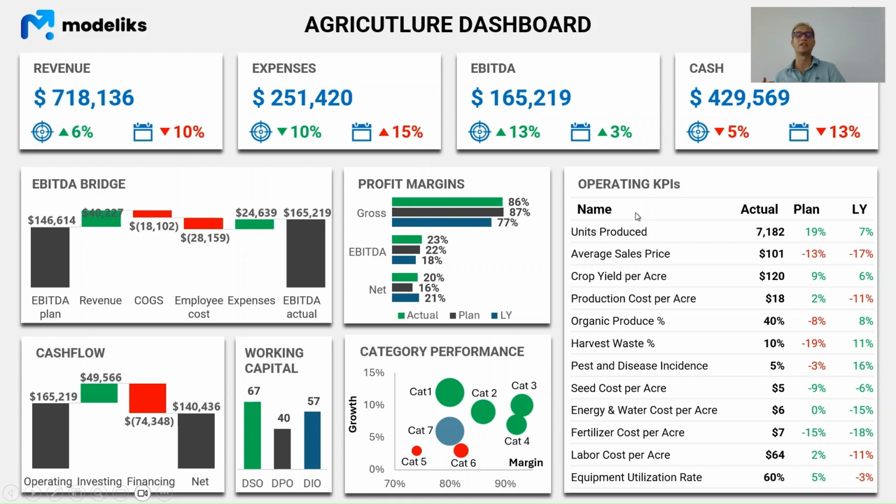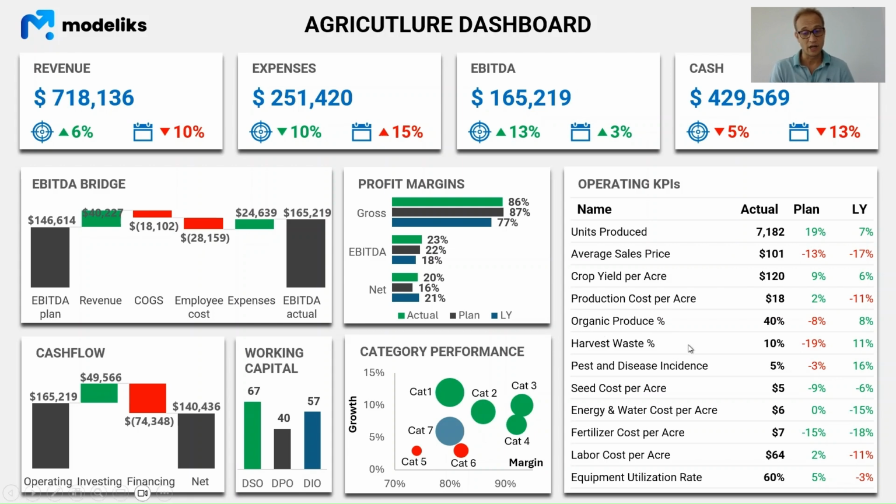Operating KPIs that we want to look at in an agribusiness are: first thing, how many units have we produced of whatever we are producing, and is that better or worse than the plan and previous year? What is the average sales price that we're able to sell these units at? What is the crop yield that we're getting per acre? What is the production cost per acre? What is the percentage of organic produce from our portfolio if we are producing any organic products?